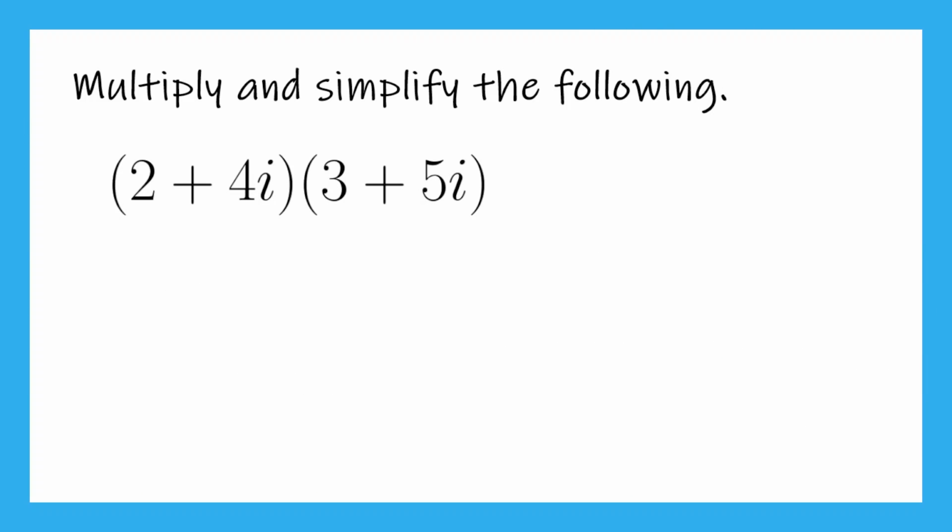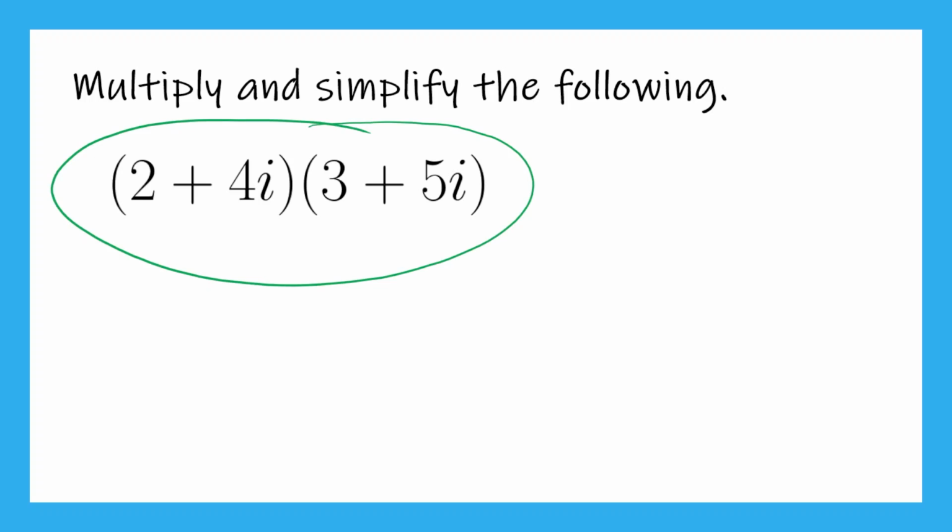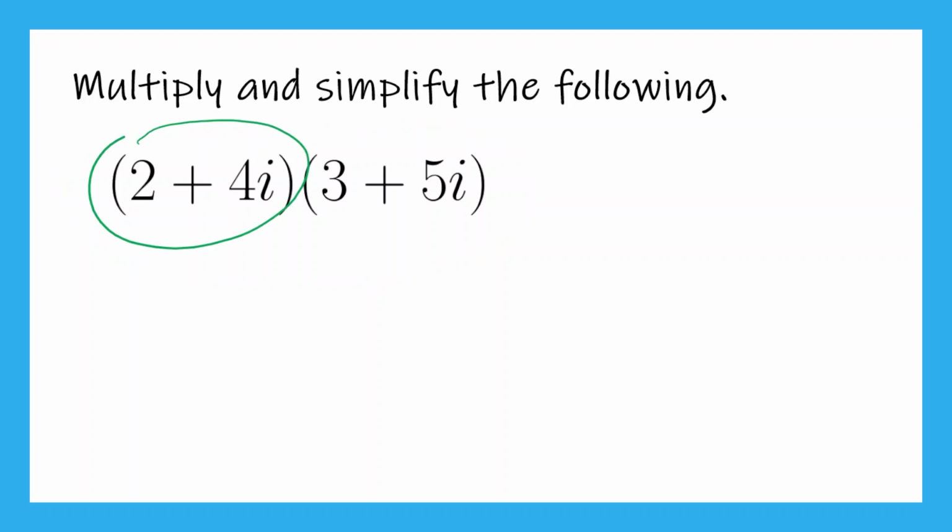So this is much like if we had two binomials that had variables, for example, like x and x right there. What do we need to do first? Well, we need to make sure that we multiply every term in this first expression by every term in this second expression. So let's do that.